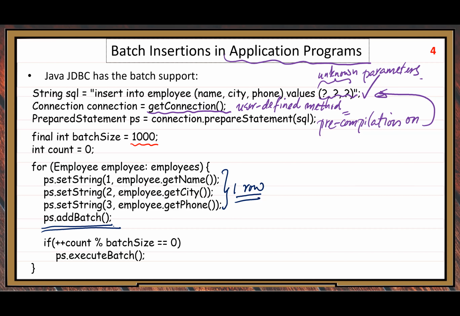After that, we run that batch as one single insert statement, with the ps dot executeBatch method. This time, for 1,000 row insertion, we only need one setup overhead. Look at the amount of time you can save in this batch insertion. Look, you use one setup time.